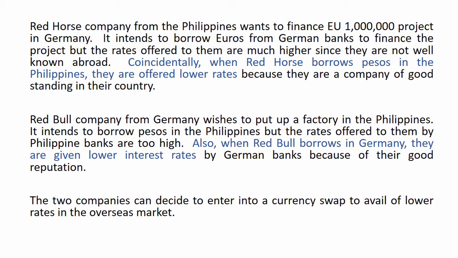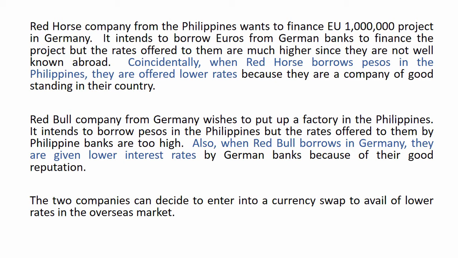Let us understand currency swaps better by having this situation as an example. Red Horse Company from the Philippines wants to finance a project in Germany that will cost 1 million euros. It intends to borrow euros from German banks to finance the project, but the rates offered to them are much higher since they are not well known abroad. Coincidentally, when Red Horse borrows pesos in the Philippines, they are offered lower rates because they are a company of good standing in their country.